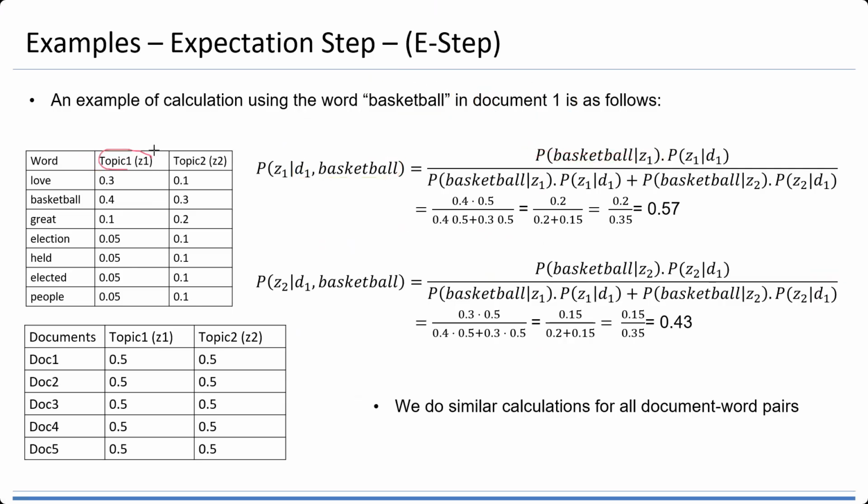So I want to know the topic one, given the probability of basketball given the topic one. So it is 0.4 multiplied by the probability of the topic one given the document one. The probability of the topic one given document one is 0.5. So we can calculate 0.4 multiplied by 0.5, divided by the number of basketball in the topic one and the basketball in the topic two, because I want to know about the basketball and I want to look at all the topics.